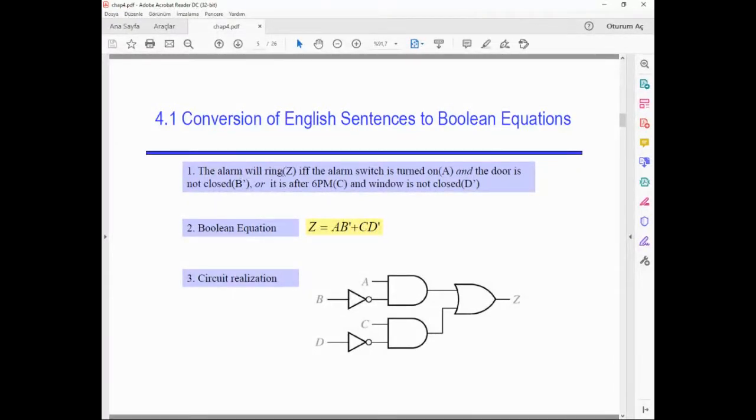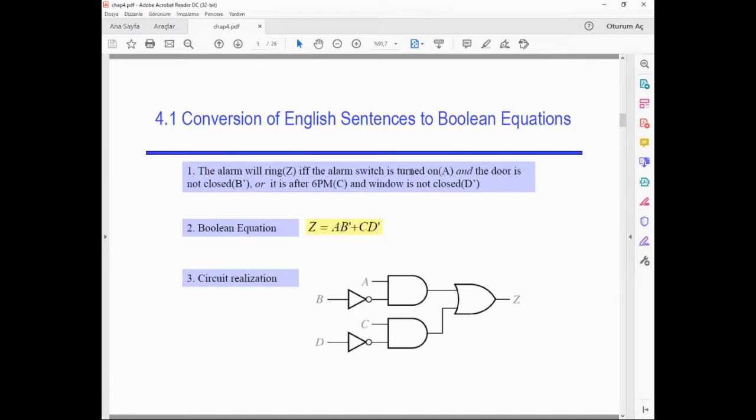There's an example. The alarm will ring. The ring means Z. If the alarm switch is turned on, turned on means A. You have Z output and you have A as one input. The door is not closed means B, or it is after 6 p.m. means C. Windows is not closed means D. Closed means not closed, so you can say not D.